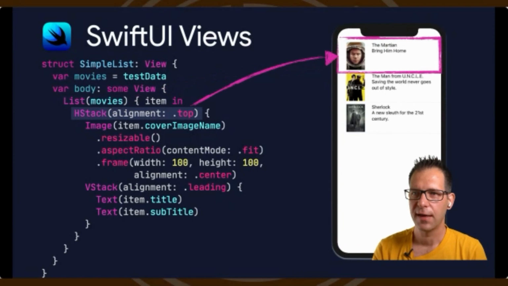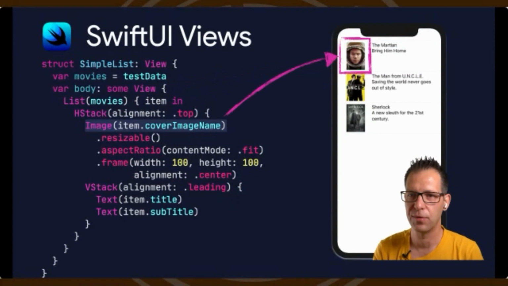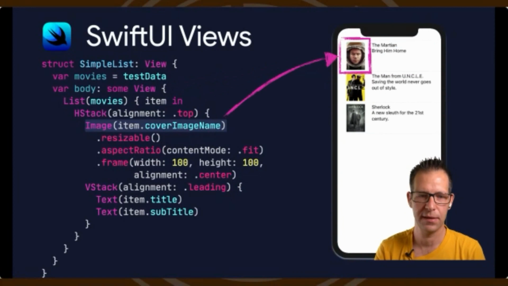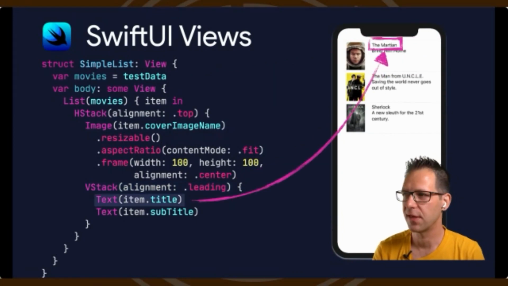Then we've got an H stack. And each of those H stacks basically is a row in your list view. So this will be repeated for each of the movies in your movies collection. We've got an image, and below, you can see that we make the image resizable, we change the aspect ratio, we specify the frame we want it to take up. And then we've got a VStack for aligning the texts. And just for completeness' sake, here is a text for the item title.